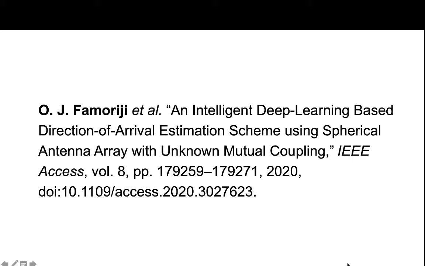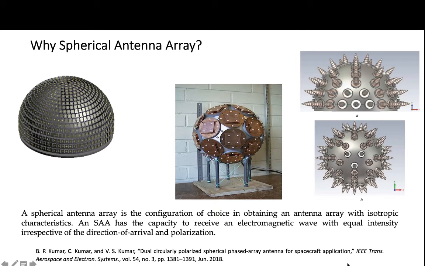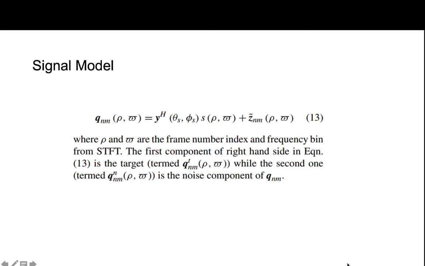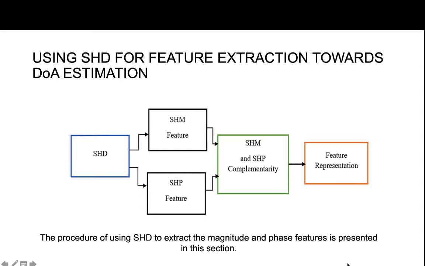Now, why spherical array? Spherical arrays are generally used in spacecraft and satellite communication. Why? Because they have isotropic characteristics, which is needed for such applications. The signal model is given here as equation 13. For detailed analysis, I encourage everyone to download this particular paper. If there is any problem or something that you don't understand, you can reach out to me either by email or by call or whichever way, then we can discuss better.